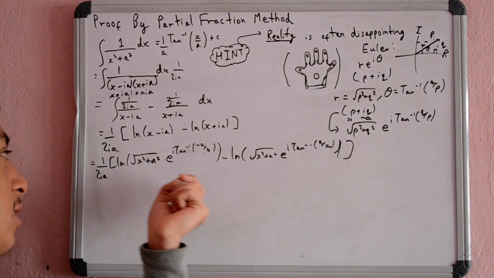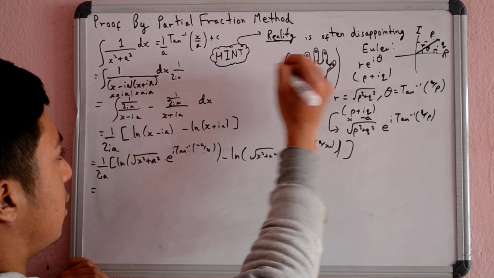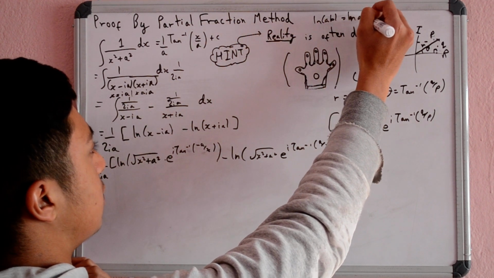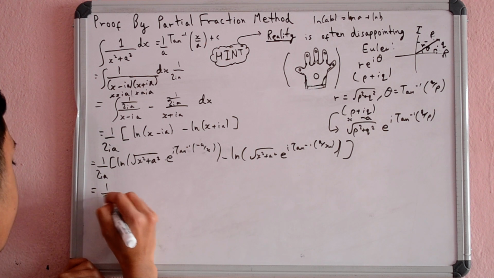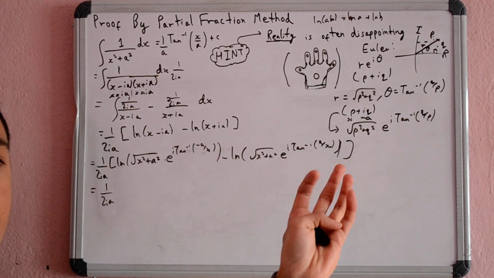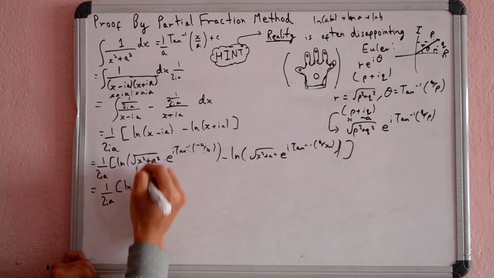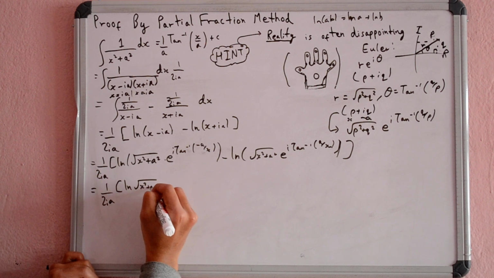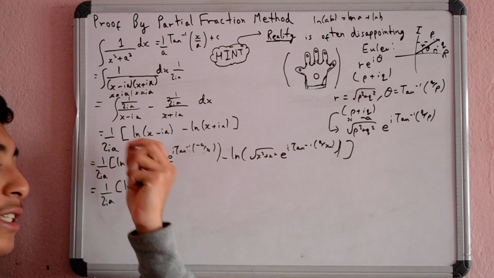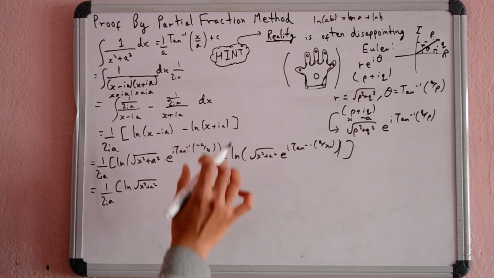Now you can just split this log into two log naturals. Just the log property, right? ln AB is equal to ln A plus ln B. Just use that over here. And this may seem very complex and you may be losing your head, but don't worry, you'll regain your head back in this step over here. So this becomes ln root x square plus a square plus the log natural of this part.